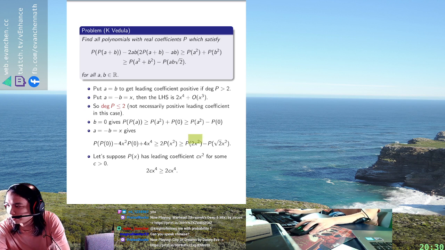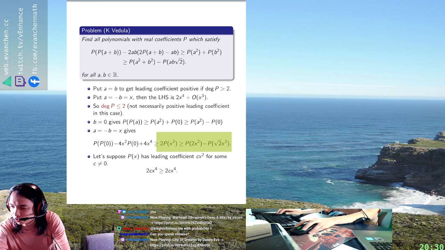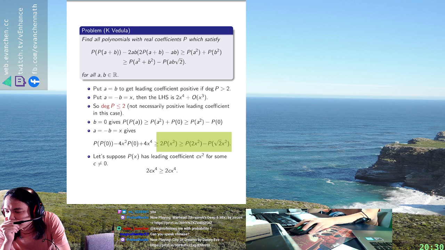But the point is that if I square this and subtract this, it's exactly this too. So this inequality actually holds for any quadratic, for any multiple of x squared. So the only constraint is this needs to be true. Asymptotically, that requires the leading coefficient to be at most 2.